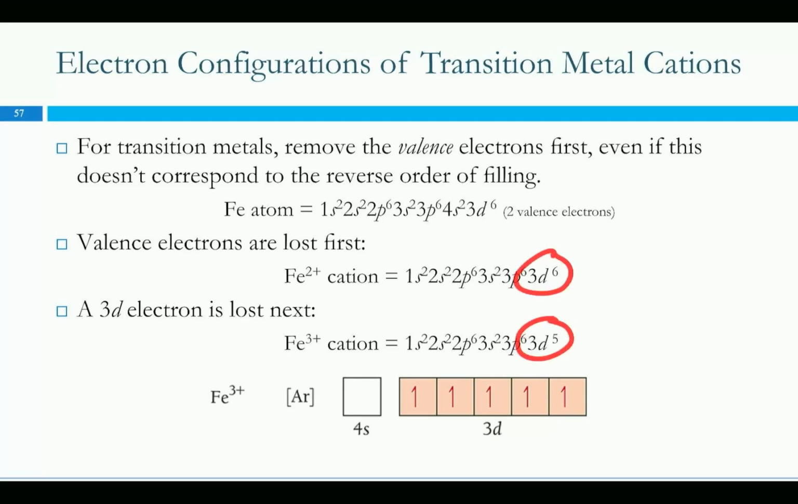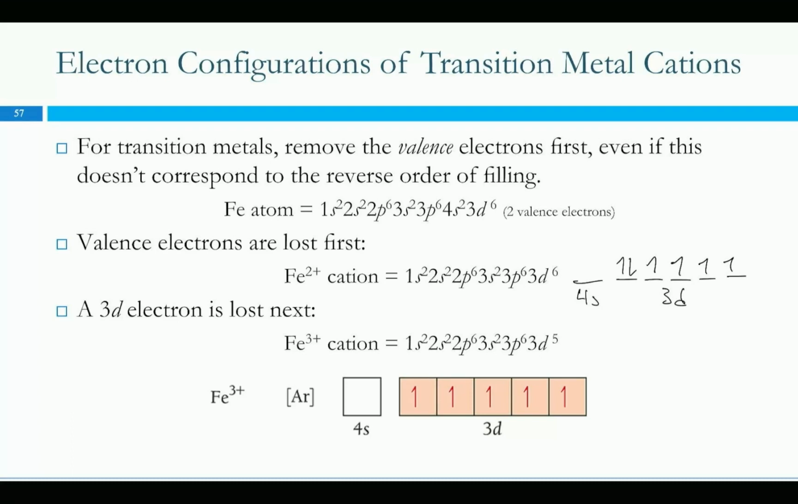I think it's easier to see this if I do it this way. So if this is 4s, this is 1, 2, 3, 4, 5. The 3d's, those would be 1, 2, 3, 4, 6. So that'd be the orbital diagram for iron 2+.